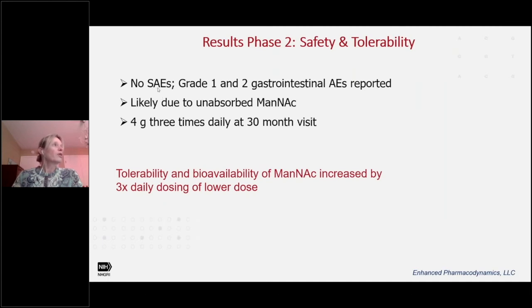So the outcomes: there were no serious adverse events in patients that were taking ManNAc twice daily for 30 months. However, there were some GI events reported, and it's likely due to unabsorbed ManNAc. And the tolerability became better if patients were given ManNAc 3 times daily instead of twice daily at a lower dose. And that will be performed in our next trial.